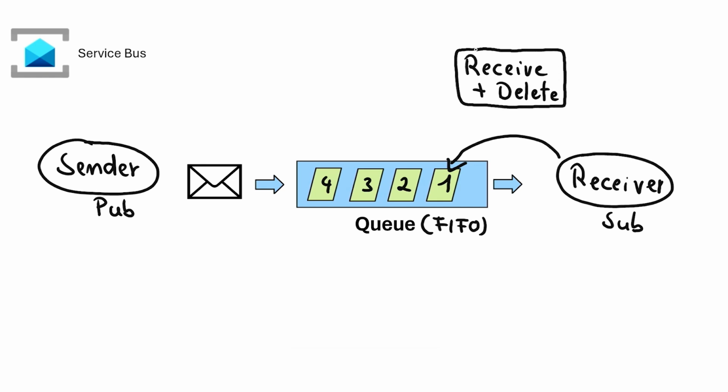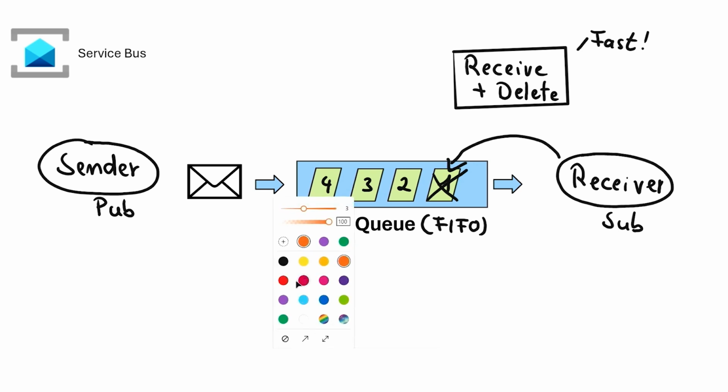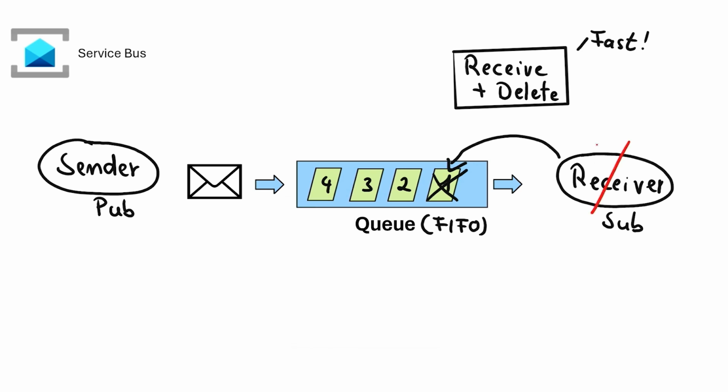So what does that mean? The receiver will say, hey, give me that message. It will get that message. Service Bus will provide it. The message will be removed from the queue and the receiver can process it. On one hand, that is super fast because we don't have to wait for a response. But on the other hand, what happens if the receiver fails or is having a problem with processing the message? Potentially, that message can be lost.